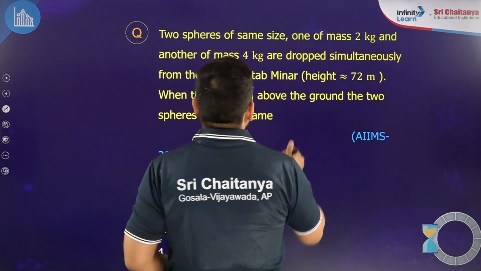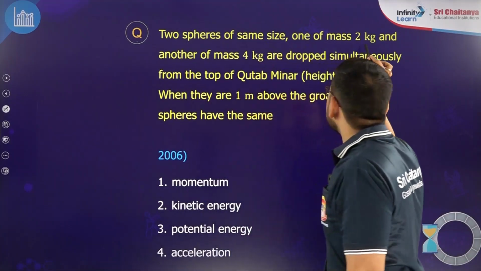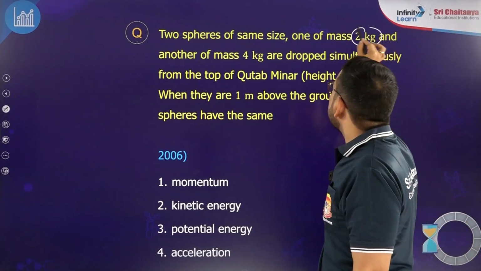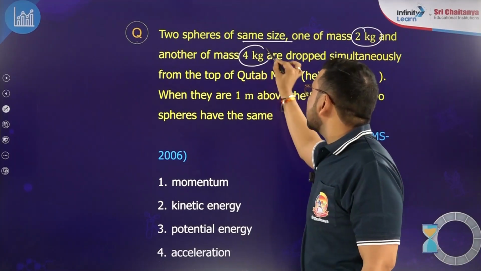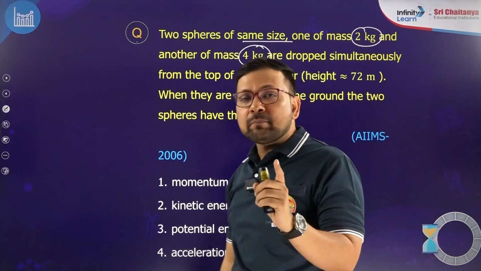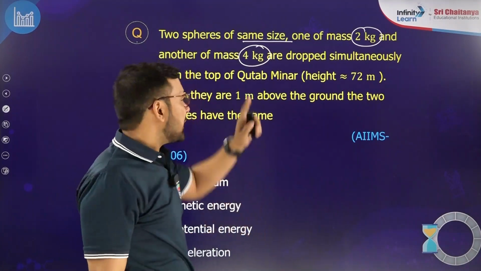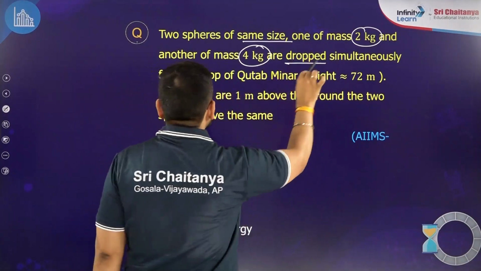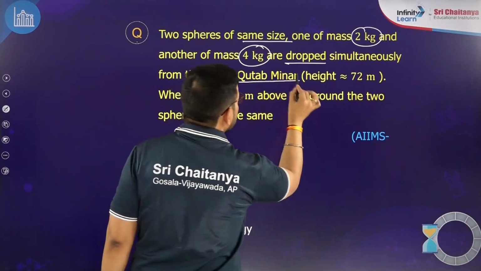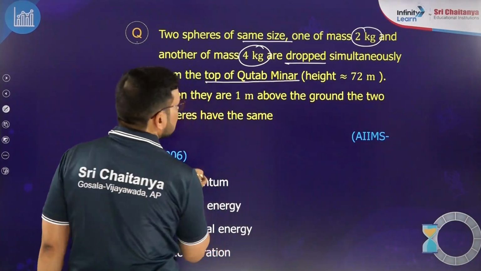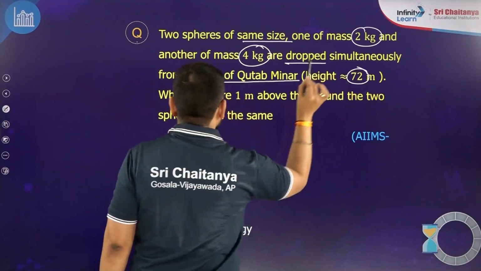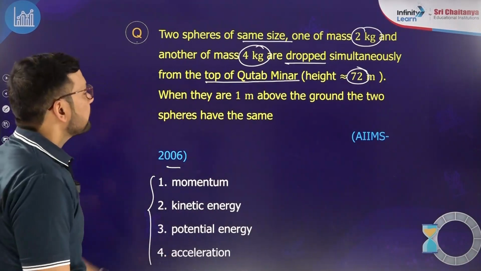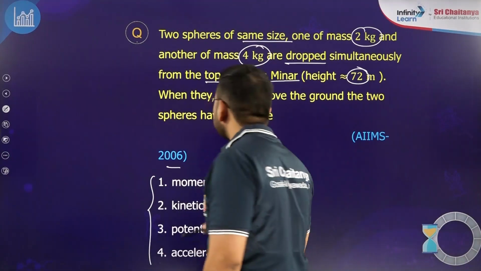Two spheres of same size, one of mass 2 kg, another of mass 4 kg. Okay, you have two different spheres. Size is same, masses are different. Question will have something where mass can make a difference. That's why masses are different. Drop means motion under gravity. Simultaneously from top of Qutub Minar. Okay. AIIMS 2006 question. Height is almost given, 72. This question option when we see it is not a numerical question. Okay. Just quantity we have to discuss.